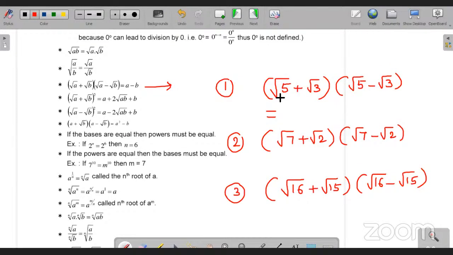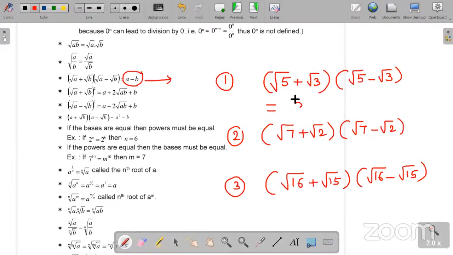Let us try. This will be in the form of root a plus root b into root a minus root b, so a minus b. What do you write? 5 minus 3 is 2. Clear? Right. This is equal to 7 minus 2, so 5. This will be 16 minus 15, so 1.